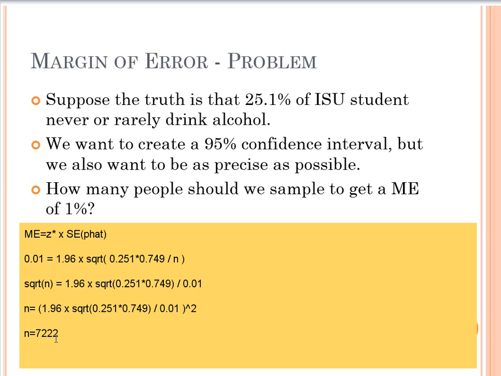So once we've squared that whole term, we can just calculate this out, and that's going to be 7,222. So we need to sample 7,222 people to get exactly a margin of error of 1%. That is, we reach up 1% and we reach down 1%. So the full range of the confidence interval will actually be 2%.